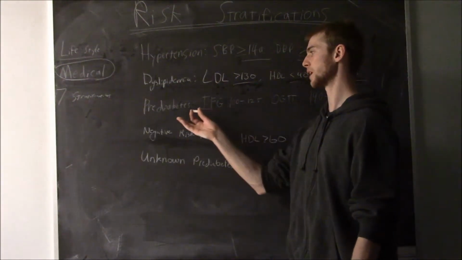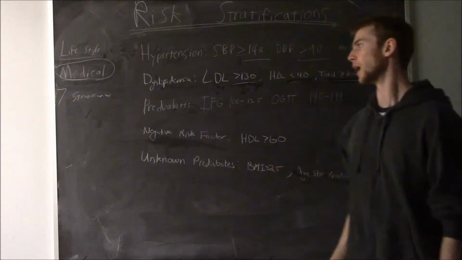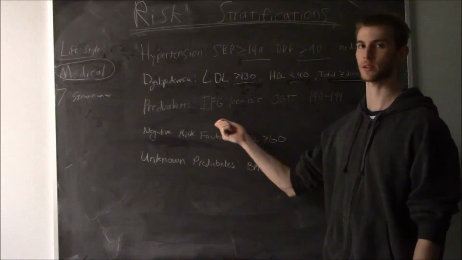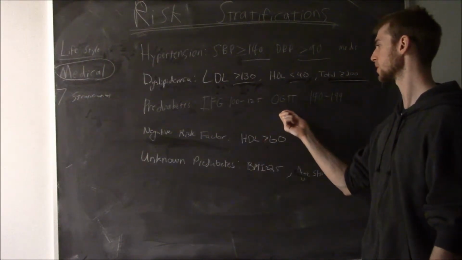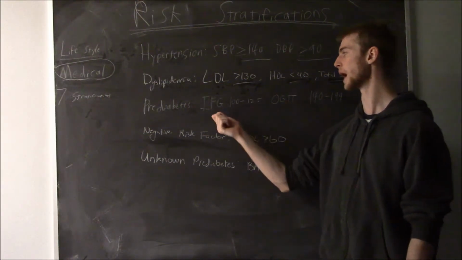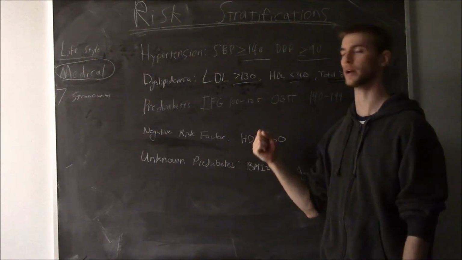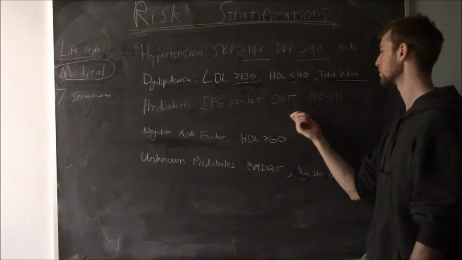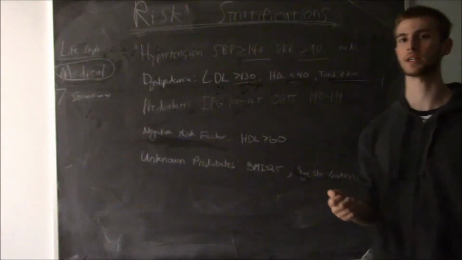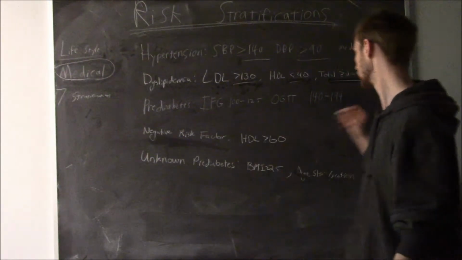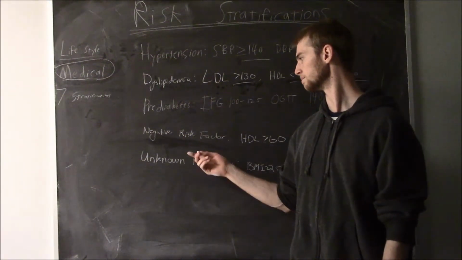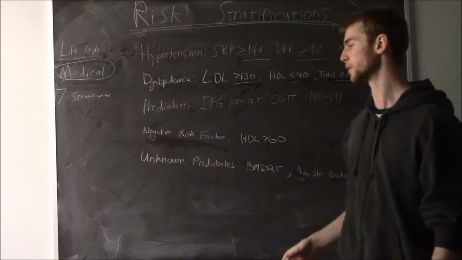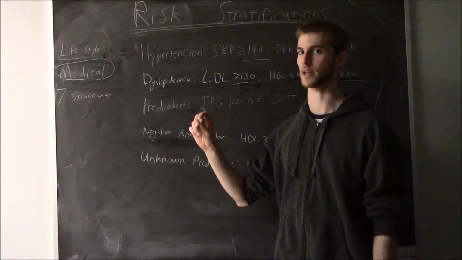So, the next category is prediabetes. There's 2 things that you look for. There's impaired fasting glucose, IFG, and then the oral glucose tolerance test, OGTT. For IFG, if it is between 100 and 125, that's an indicator. Or on the OGTT, if it's between 140 and 199, that's also something that can give you a risk stratification point. So, those are the 3 risk stratifications that we were going over, and then there's 1 negative risk stratification that I'm going to go over.